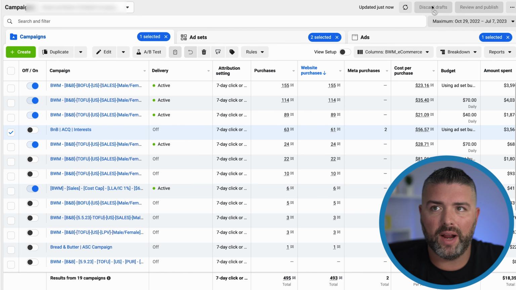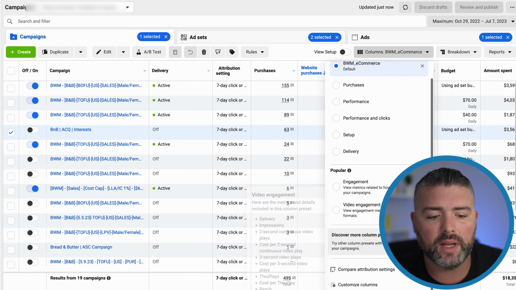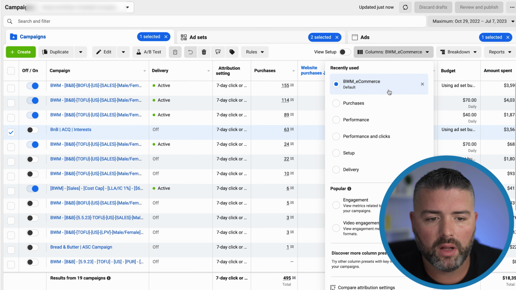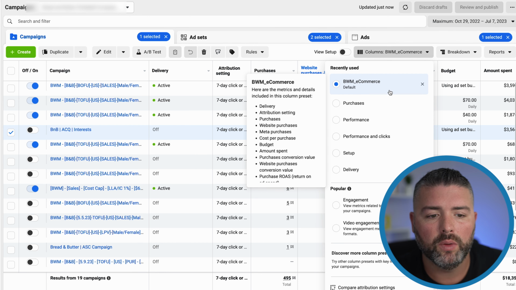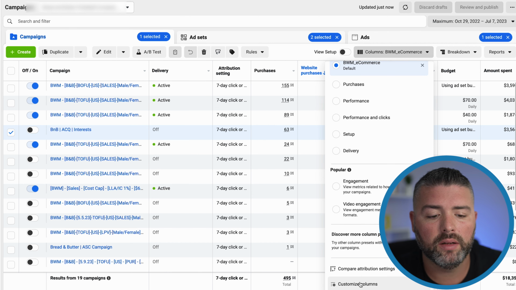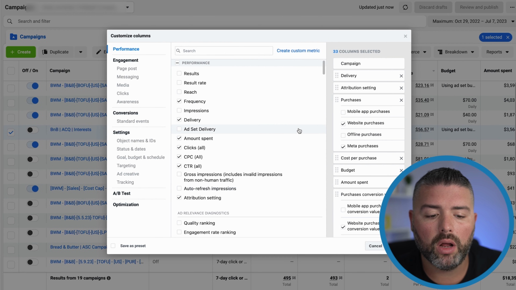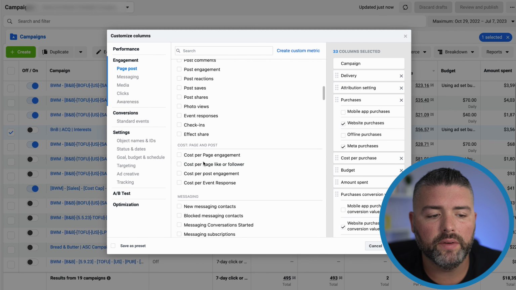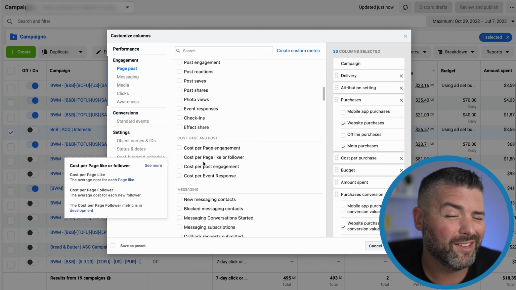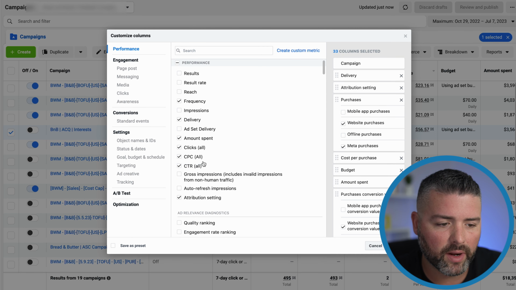The first step for anybody that you're going to want to do is reset your columns. So click on the little columns bar. You'll see that I have a custom columns setting here, which is my default setting, and I've already built out a custom setting for what we need. So it's simply going to customize columns. We'll open this and you'll be able to select all of the different things that you need to look at to determine if your ads are effective or not.